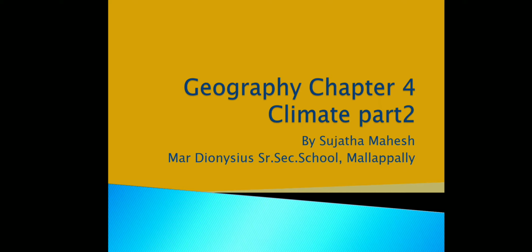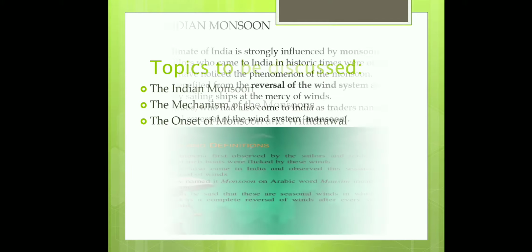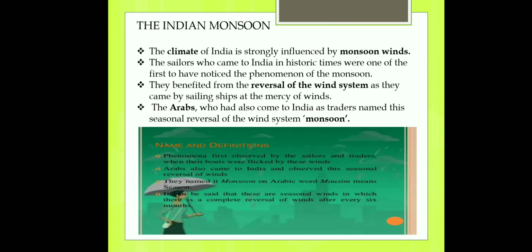In the last class, we learned about the difference between weather and climate, six major controls of the climate of any place, and the factors affecting India's climate. In this session, we will learn about the Indian monsoon, the mechanism of the monsoons, and the onset of monsoon and its withdrawal. Okay, first let us discuss the Indian monsoon.